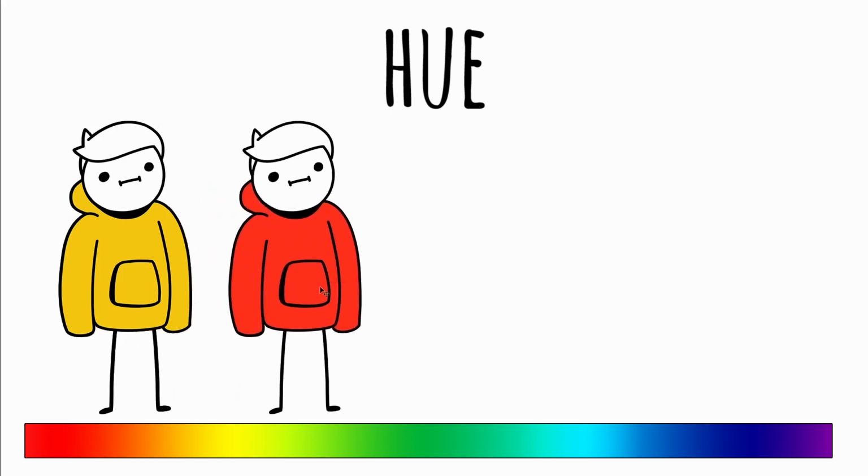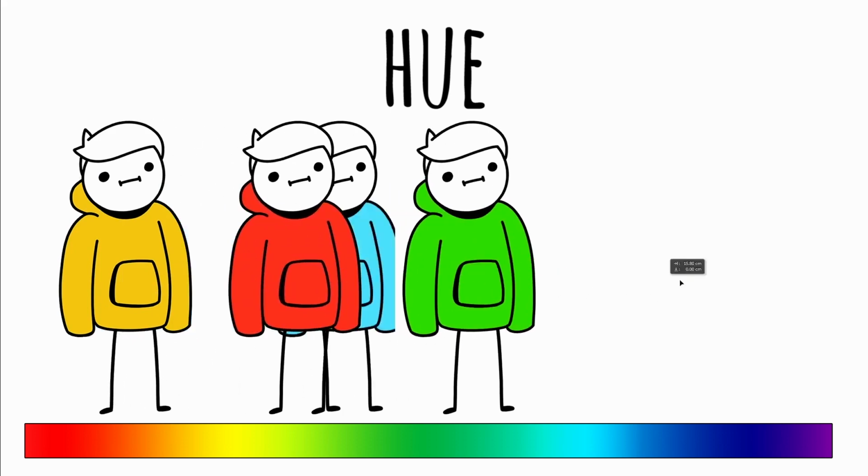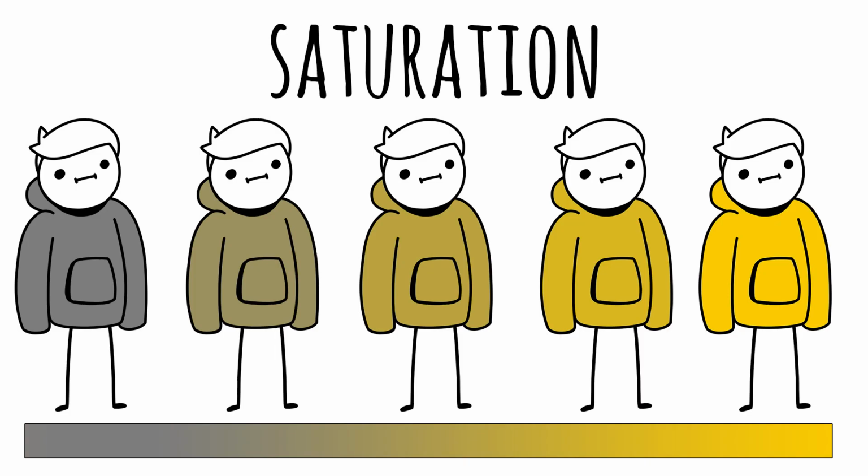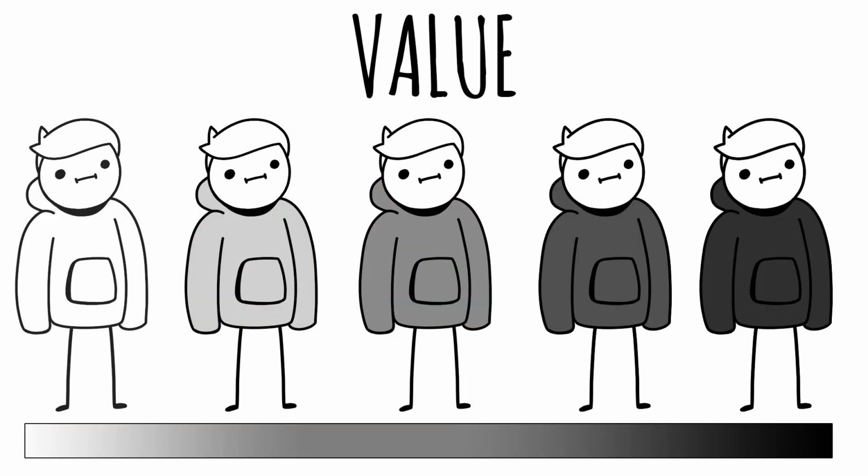Firstly, let's check out hue, saturation, and value. Hue refers to the color name, red, green, blue, etc. Saturation is how intense or vibrant the color is. And value is how light or dark a colour is.